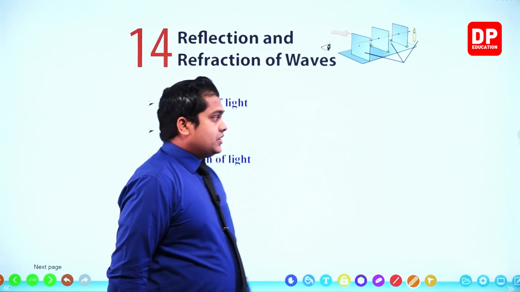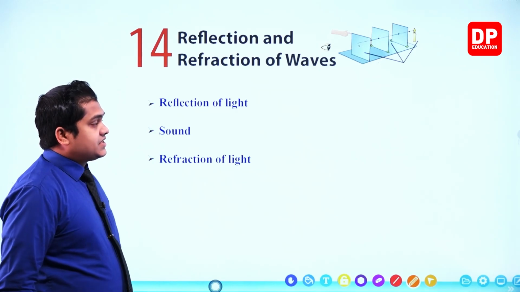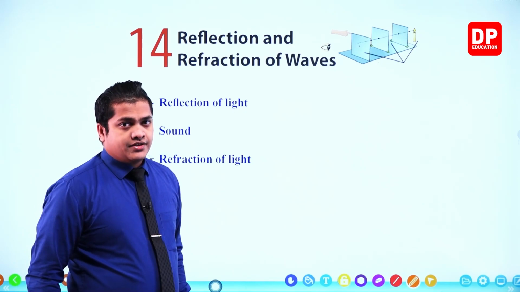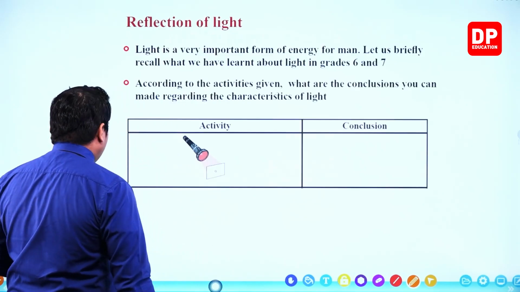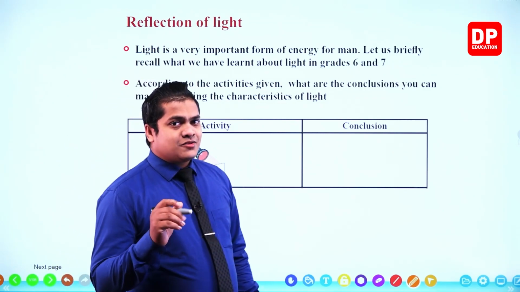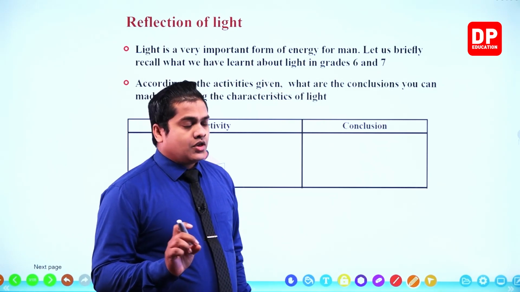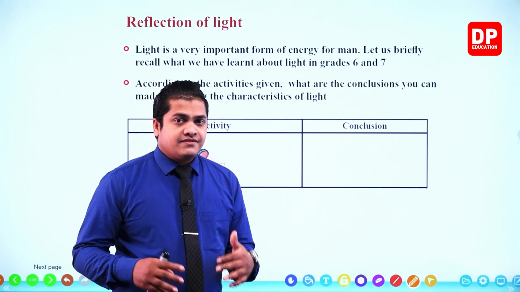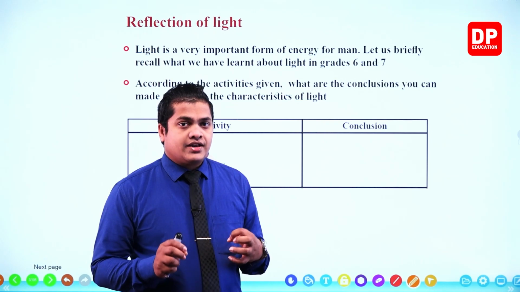Right then, now it's time to see our first and foremost topic, which is the reflection of light. Before we study reflection, we'll identify the special properties of light rays. Light is a very important form of energy for man. Let us briefly recall what we have learned about light in grade 6 and 7. You have studied several things in grade 6 and 7 regarding light.